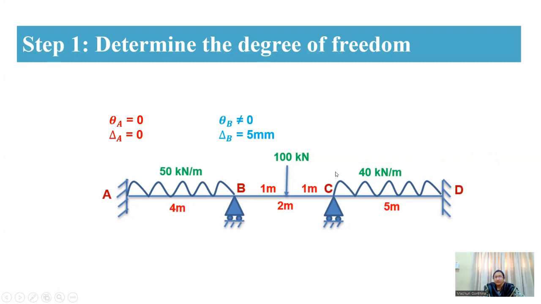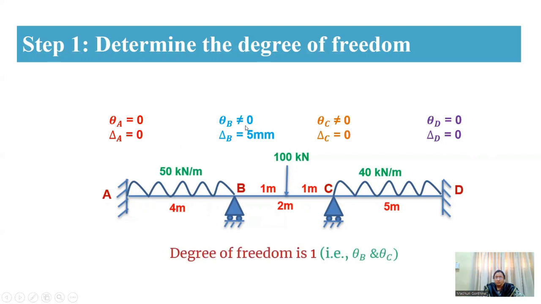Now coming to C, there will be a rotation, so theta C is not equal to 0, whereas delta C is equal to 0, because there is no translation here. Similarly, the D support is also a fixed support. Therefore, rotation and translation both are 0 here, that means theta D and delta D are equal to 0. So the degree of freedom is equal to 2. That means theta B and theta C are your unknowns, and you are going to find these two unknowns using the slope deflection method.